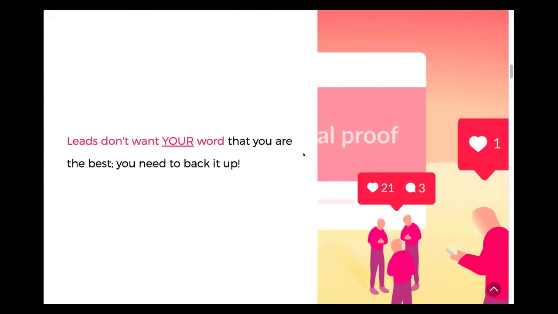So pretty much, I'm just summing that up. Leads don't want your word. They want you to back it up. And that's what we're talking about today. We're talking about how to leverage social proof in order to close more deals. And it's not just testimonials. I don't want you to think social proof is just client testimonials, because there are a lot more ways to provide social proof beyond testimonials. And even if you have testimonials, there's a right way to do it, right? So we're going to get into all of that.